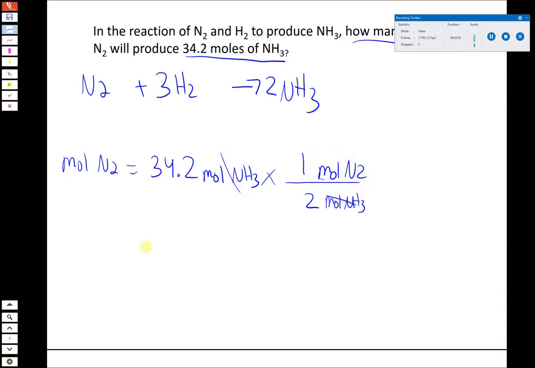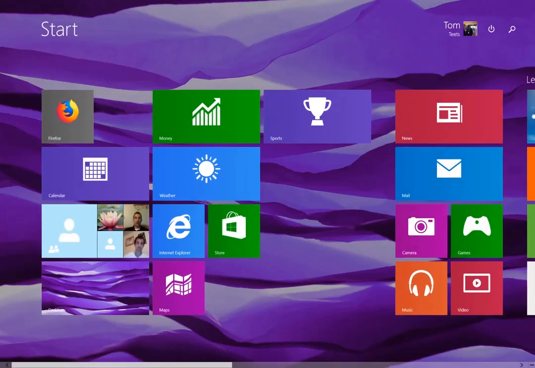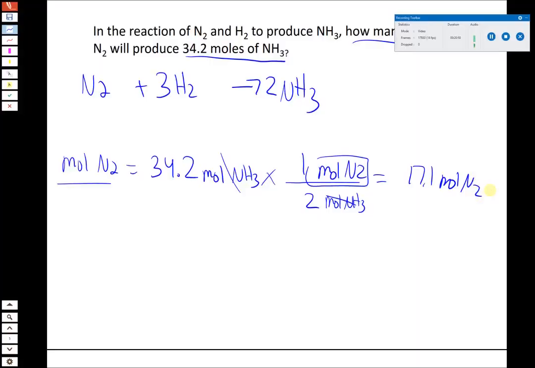Moles of N2 is in our numerator, and that's the quantity we're getting to. Sorry, tablet froze. Here we go. So moles of N2 is what we're getting to. That's what we want, so we just stop there. 17.1 moles of N2.